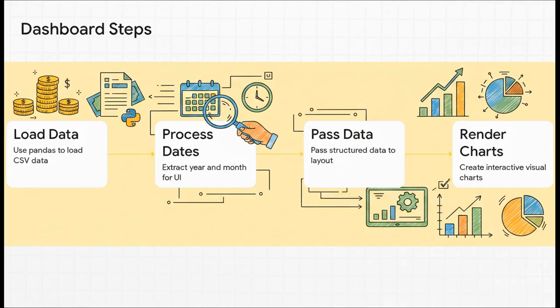First up, we load our raw CSV transaction data using pandas. Second, we process those dates to extract specific years and months for our user interface filters. Third, we pass this nicely structured data straight to the layout. And finally, we render our interactive charts. It's a super clean pipeline that turns a static, boring file into a living application.